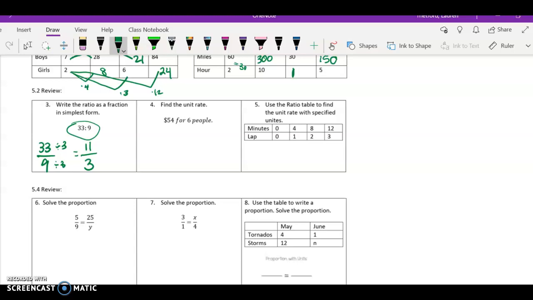For number 4, it says to find the unit rate. And so that's just when we divide. So when I take my fraction, it means that I do 54 divided by 6. So I have 54 divided by 6 is 9. So this is $9 per person.